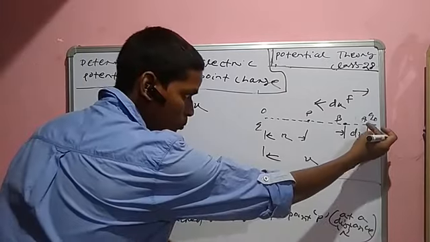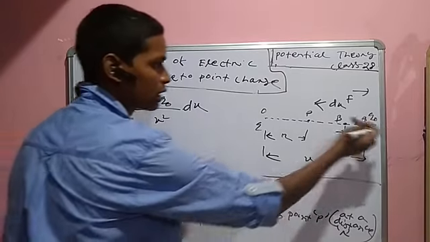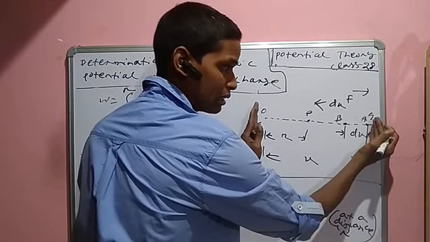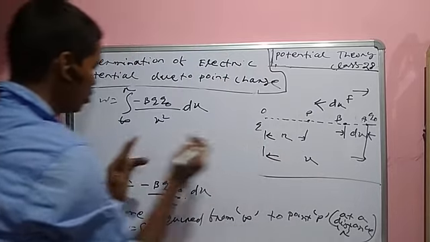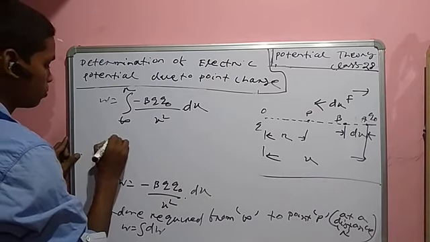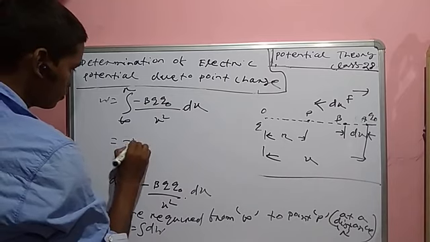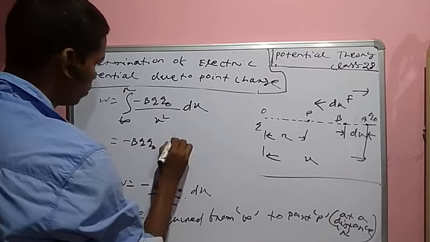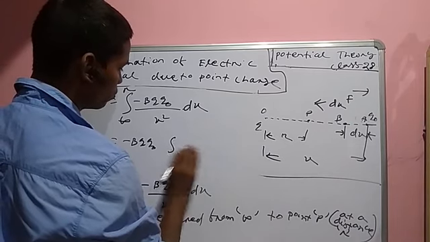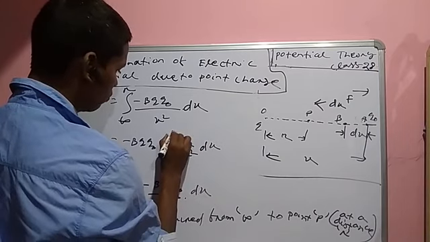Starting from infinite, ending is r. So W is equal to minus beta q0 times the integration of x to the power minus 2 dx, from infinite to r.